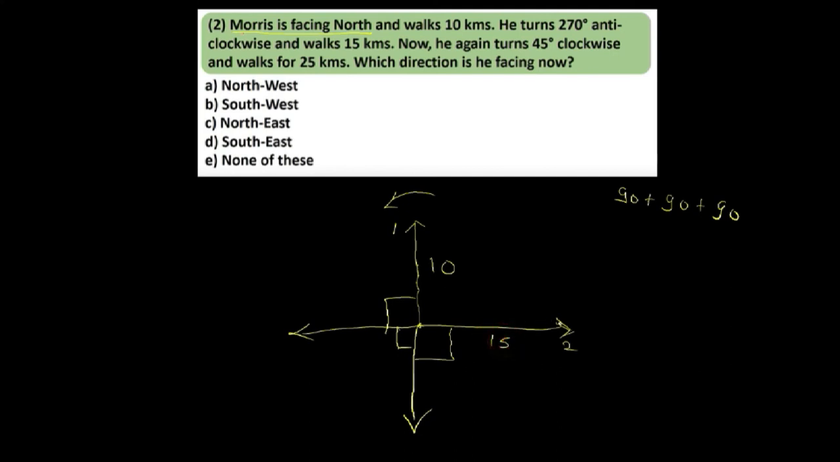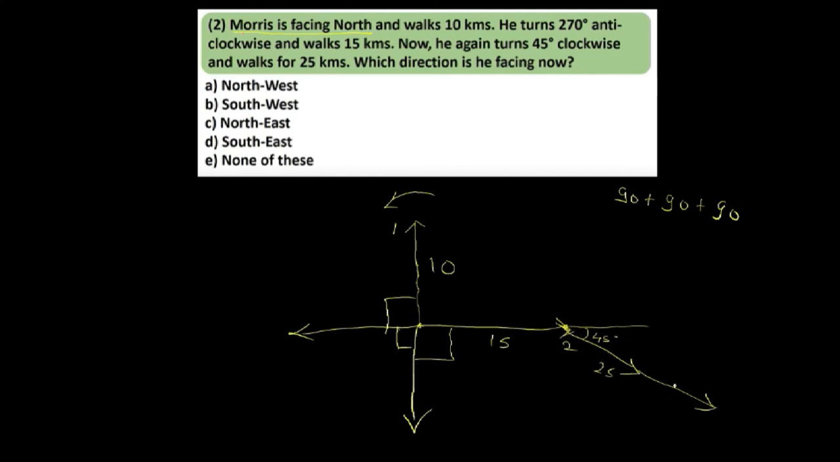Now he again turns. Now he is standing here and he turns 45 degrees clockwise. So he would be moving in the clockwise direction. Okay, so he is facing in this direction. Now he would be turning 45 degrees. So for example, he was facing here, then this would be the 45-degree angle. Now he moves 25 kilometers ahead. So he is facing in this particular direction and he is moving 25 kilometers.